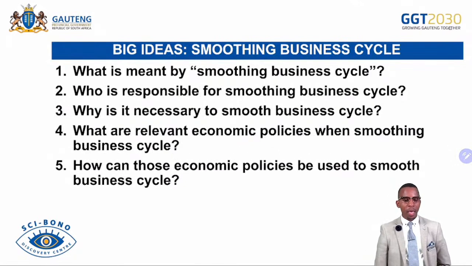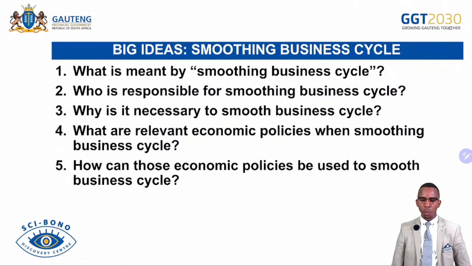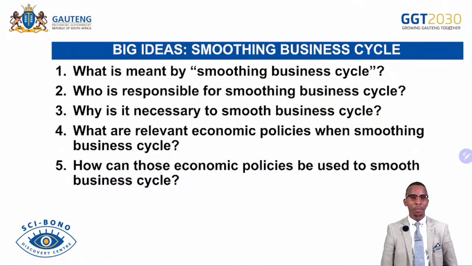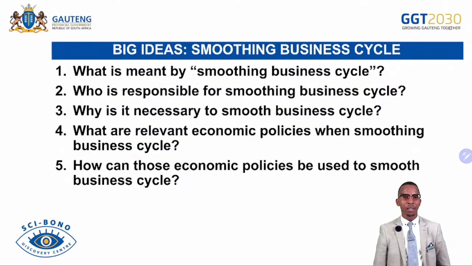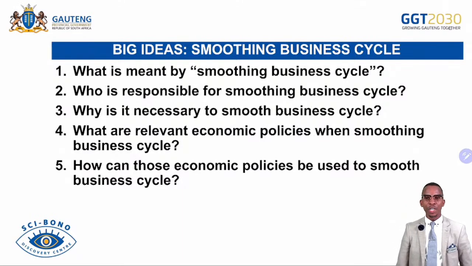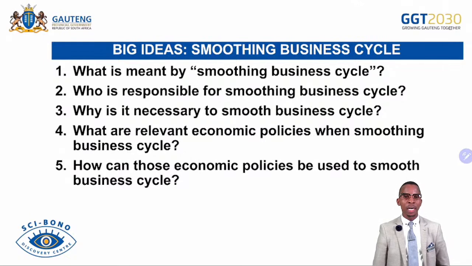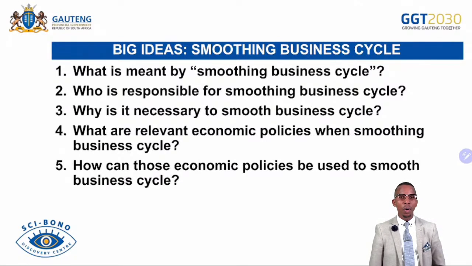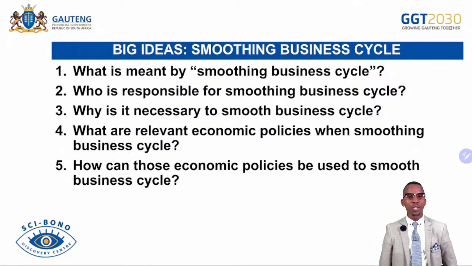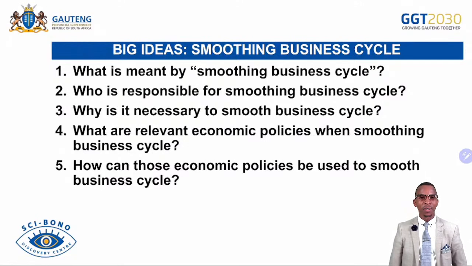Number 5: how can those economic policies be used to smooth the business cycle? We are applying now, so number 5 is the application. We need to take them into action. You need to be given a situation of the economy. If the economy is positioned down there at trough or at the economic slump, you must know how those given policies can be used to smooth the business cycle. Then you will be covering everything in that case.